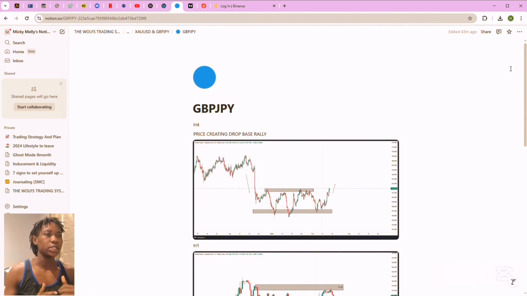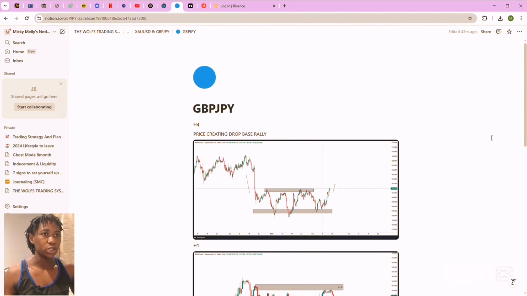So on this particular GBP trade, when you're about to analyze or take a trade, we just go check our directional bias. I went to the 4 hour time frame to see what the market is doing. I saw that price was creating a drop-base-rally. That's a reversal pattern.